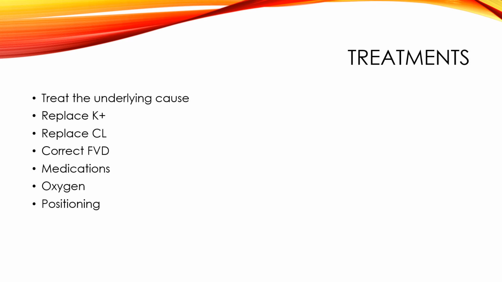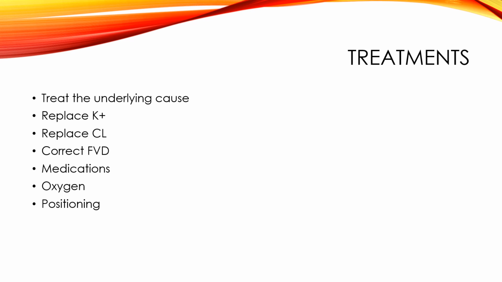How are we going to treat this? Again, just like any of our other acid-base imbalances, the treatment is going to focus on the underlying cause. So if it's potassium, we're going to treat it like we would low potassium. We are going to correct that imbalance, whether that is giving IV potassium or PO potassium, whatever the case may be. We're going to replace that potassium because we want to correct that alkalosis.